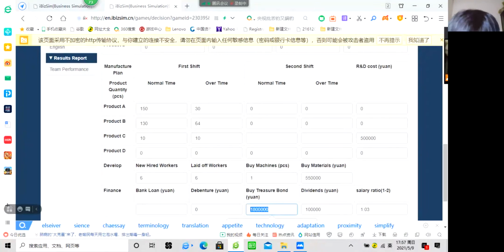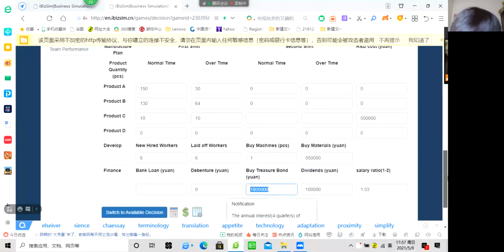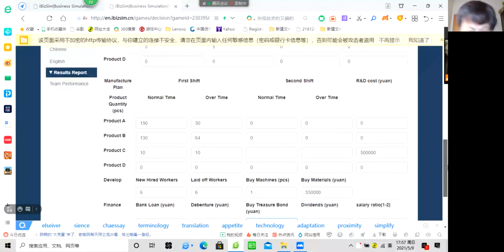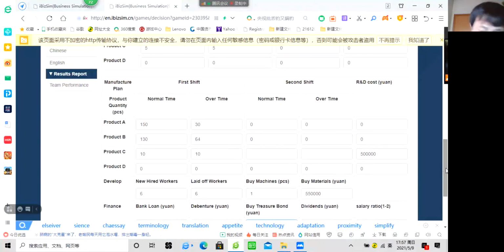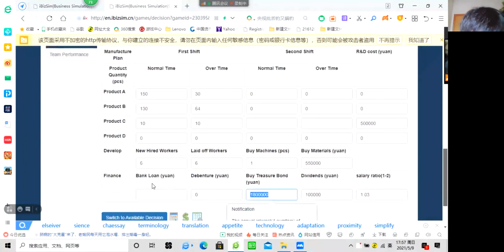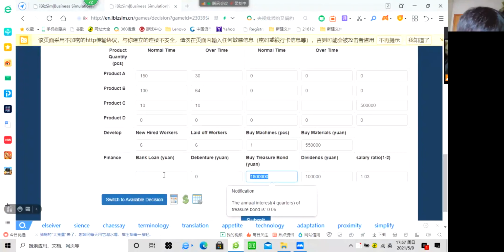So usually this item is zero. Okay, what I suggest is zero. Okay, so this one, yes, if you put 100,000 there, that is good. But usually, in the previous quarters, you should put all the cash into expanding our company, to buy more machines.